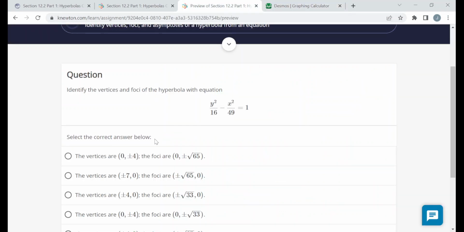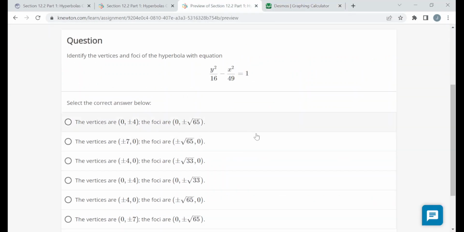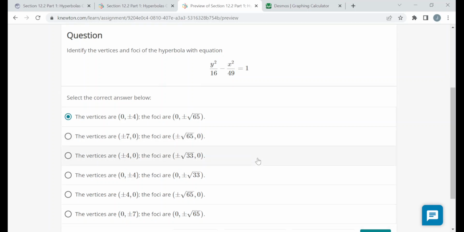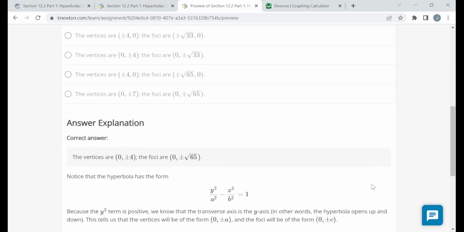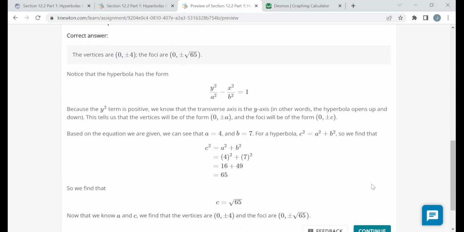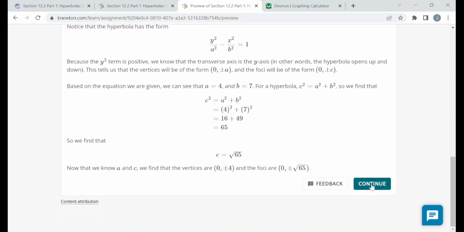Now they just wanted the vertices and the foci, so there. That was that first option: 0, 4; 0, negative 4; 0, square root of 65; 0, negative square root of 65. Which again, you could have done without drawing all that stuff. And eventually I'll get to the point in this assignment where I don't draw anything anymore.